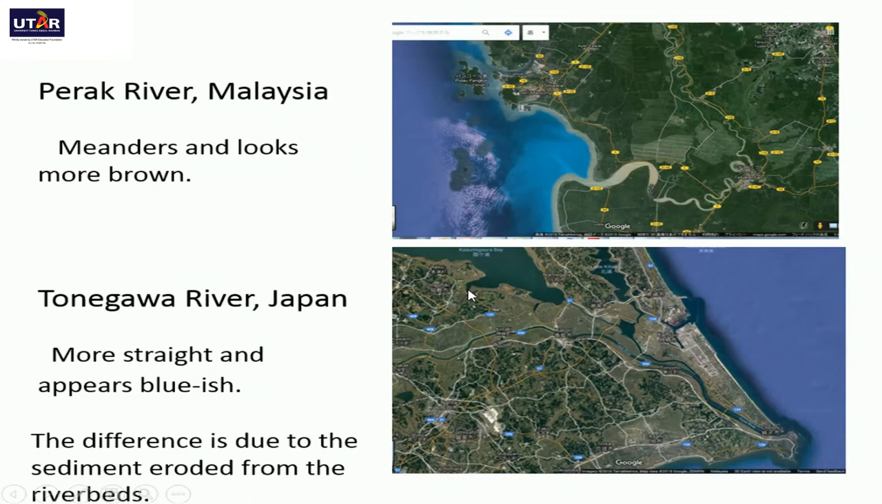These are Google satellite images of two large rivers, Pearl River in Malaysia and Tonegawa River in Japan. Both carry similar normal discharge of about 500 to 1,000 tons per second of water into the ocean. The one in Malaysia looks winding around, and the one in Japan looks more straight. The more distinctive difference, however, is that the Pearl River looks more brown than Tonegawa. The reason is that Pearl River carries much more sediment than Tonegawa.